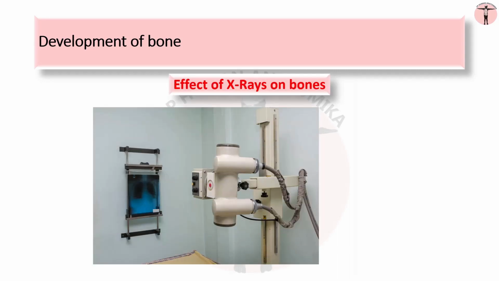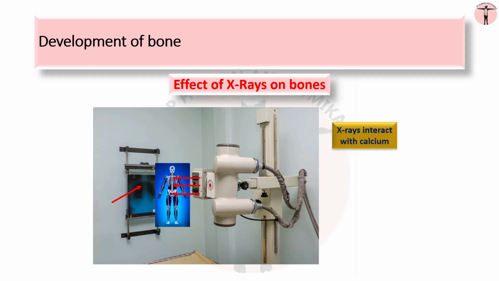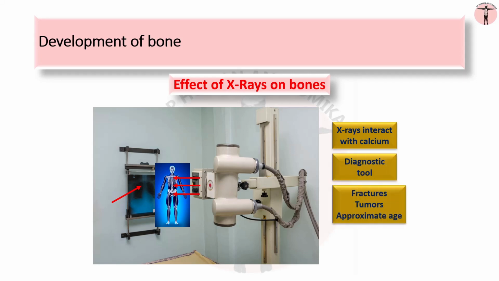Let us look at the effect of X-rays on bones. X-rays penetrate bones and create images of the internal structure of bones on film or a digital detector. X-rays interact with minerals in bones, particularly calcium, and create a visible shadow of the bones on the film or detector. This makes X-rays a useful diagnostic tool for detecting fractures, tumors, and approximate age in bones. However, repeated exposure to X-rays can increase a person's risk of developing cancer, so they should only be used when medically necessary and the benefits outweigh the risks.